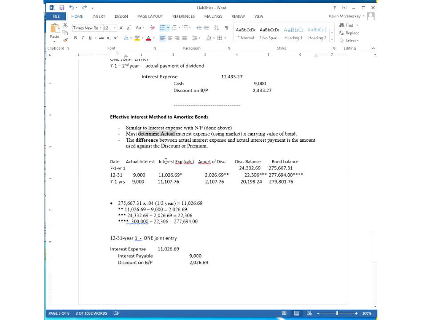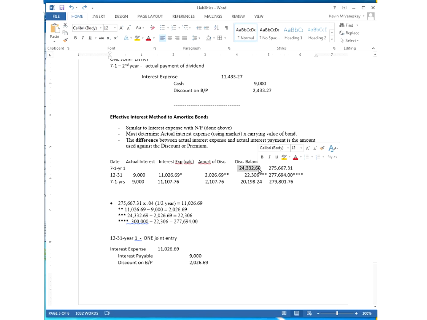And then we're going to compare the actual interest that we pay, the $9,000, versus what we just figured for what the actual interest is market-wise. What our market interest is, and then what we pay, and do a comparison. And that's going to be the amount that we actually amortize. And so instead of using $2,433 up here, for that first entry I'm going to now use 2026.